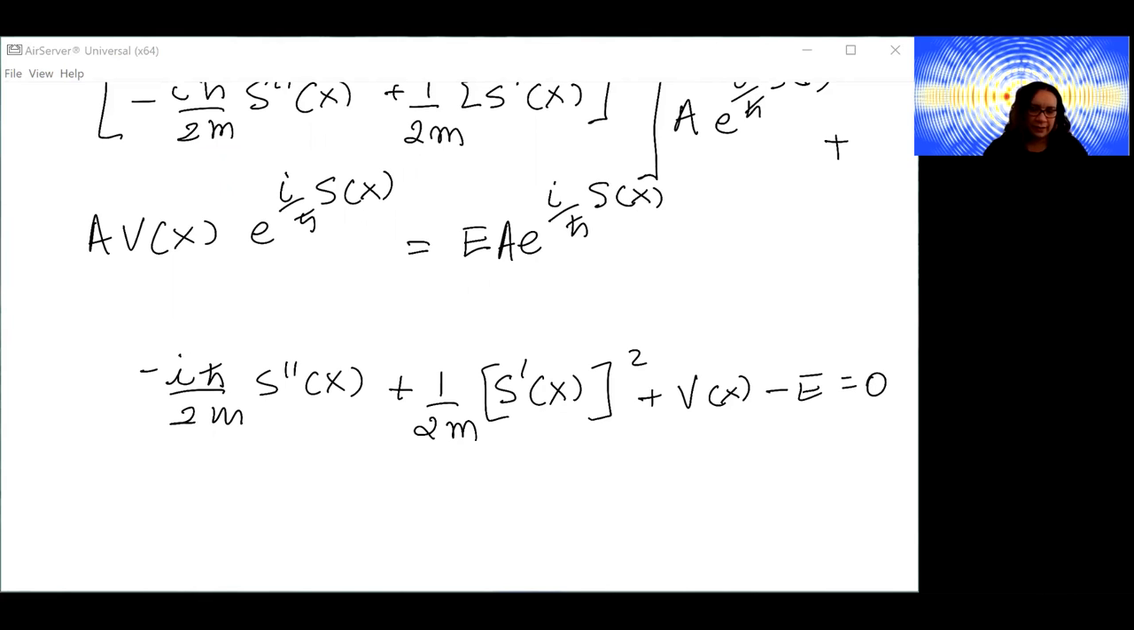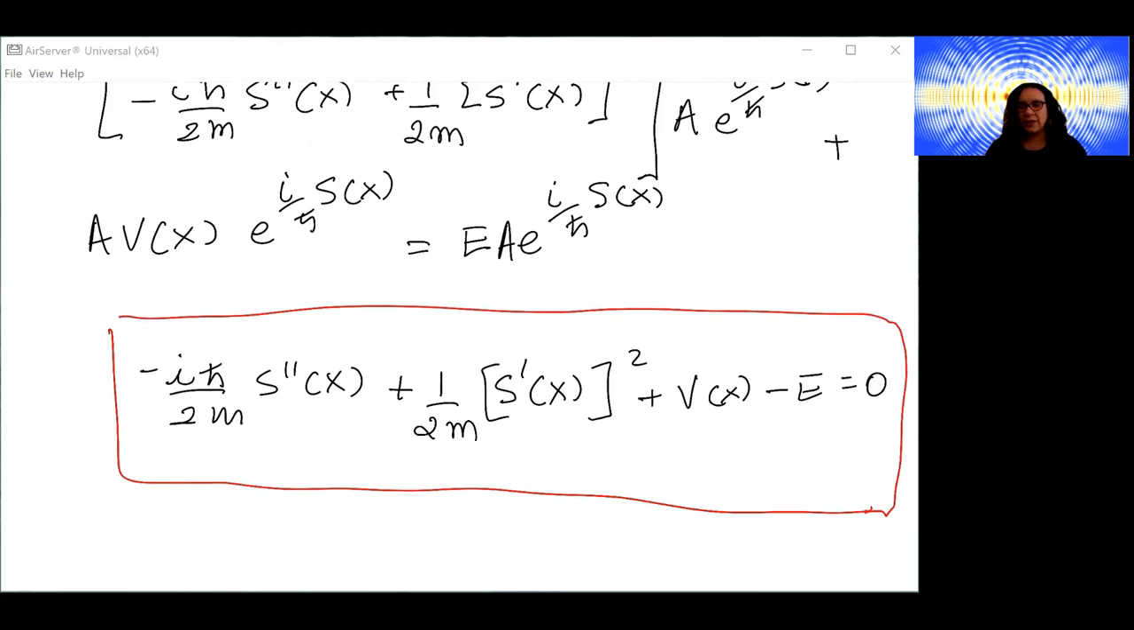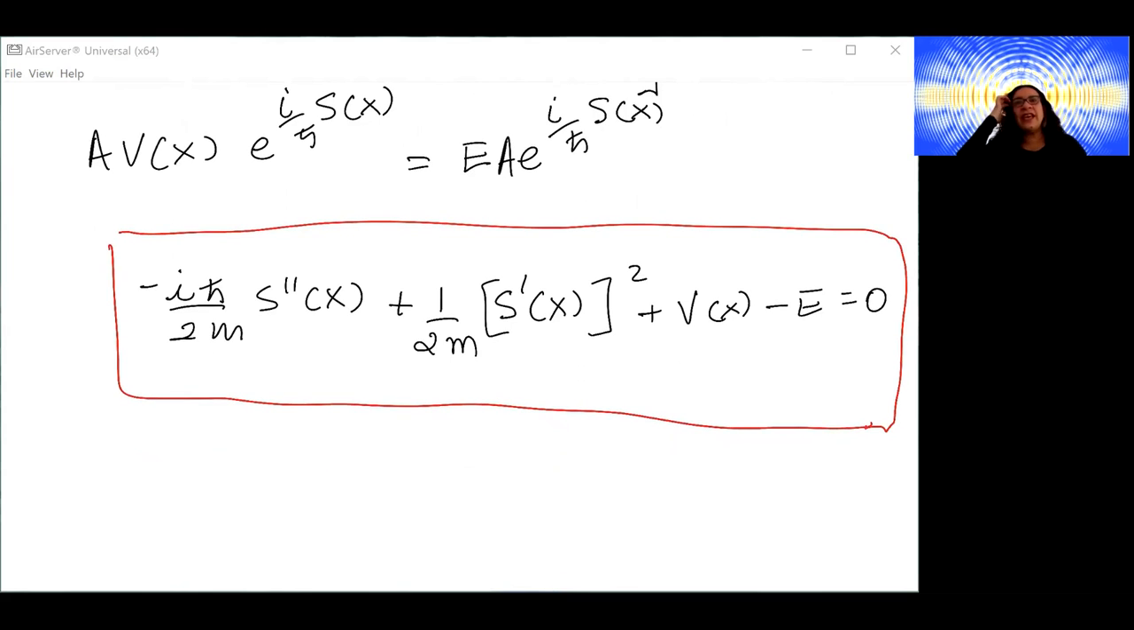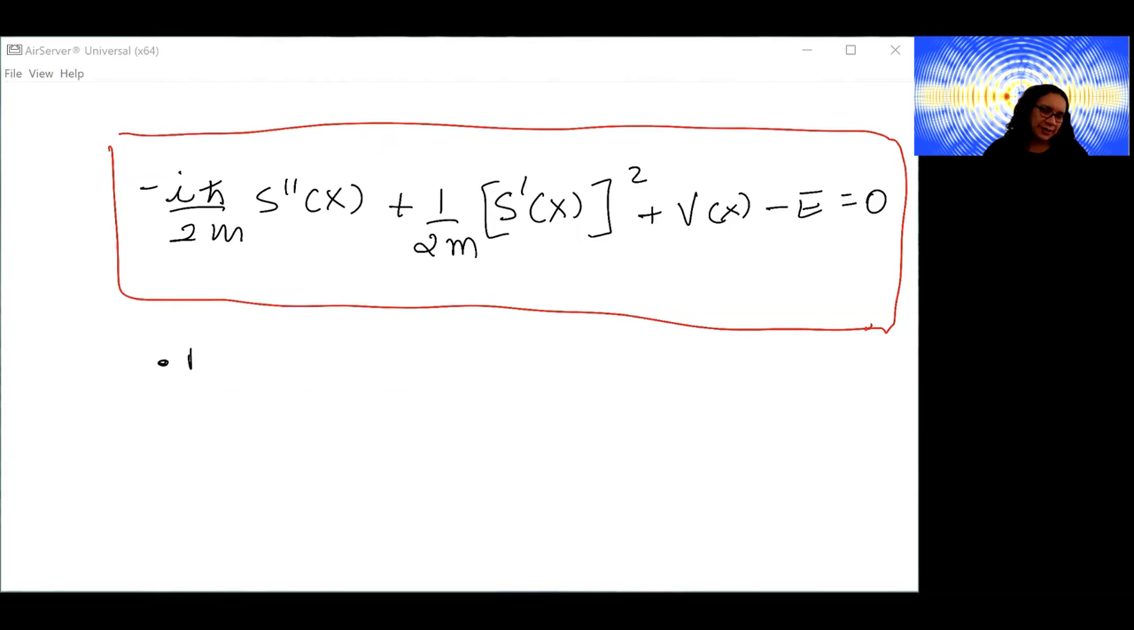Okay, so we made the ansatz that we mentioned. We used that to rearrange the time-independent Schrodinger equation, and we got something that looks a bit more complicated, but is going to be useful for the next derivations that we are going to perform. So what we have here is a nonlinear second order differential equation.